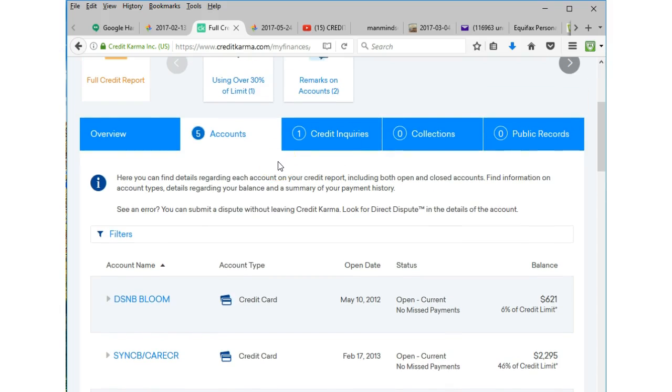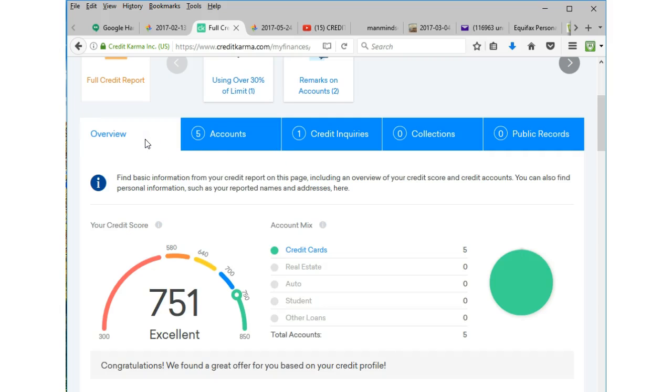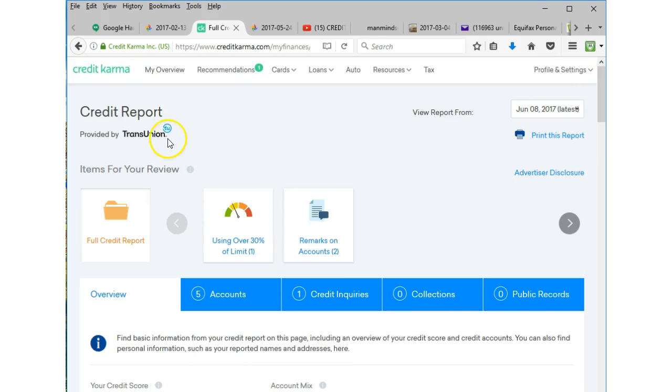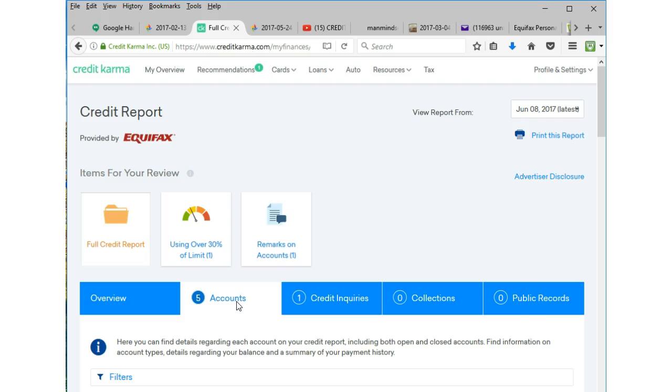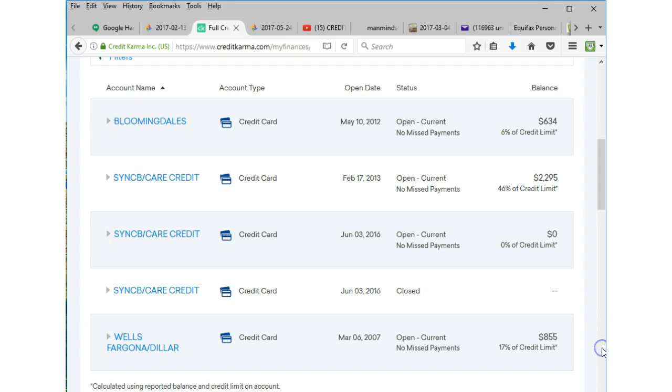And let's look at the overview and see what happened. So now this person is at 751, and this is their TransUnion. So I'm going to pause for a second and go over to their Equifax. So now we're looking at their Equifax, the same for accounts, same accounts, the trade lines that we talked about before.